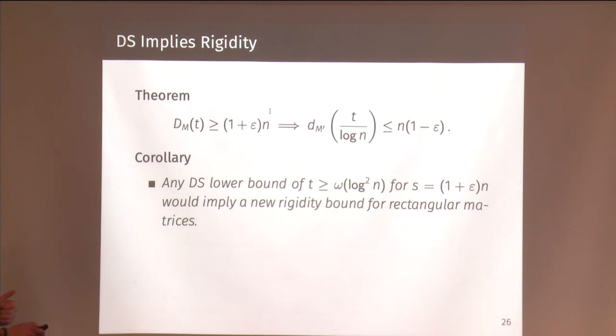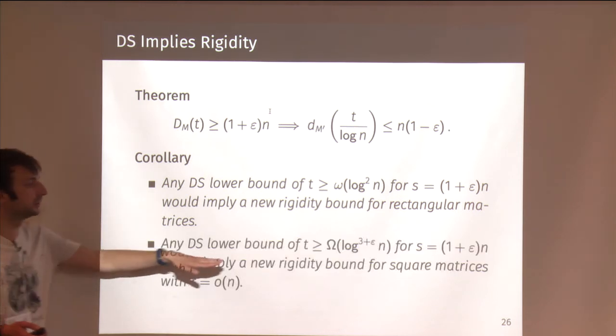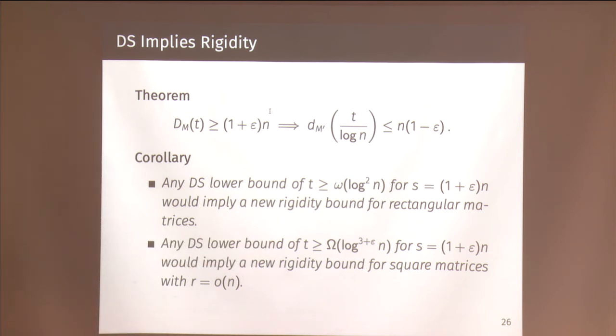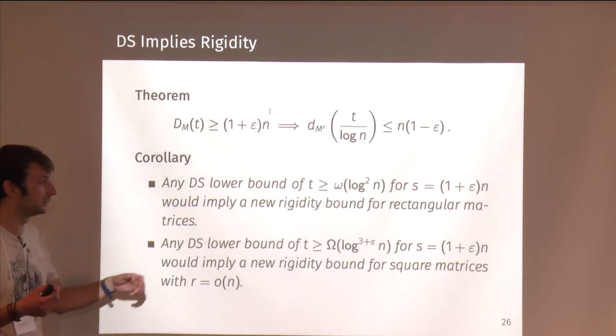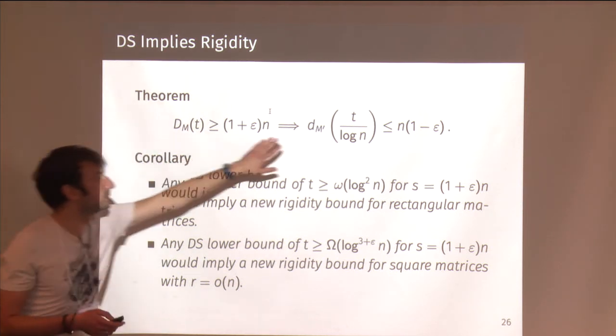In particular, if you can prove a super log square lower bound in the data structure world, that would imply a new rigidity bound for rectangular matrices, better than we know. And we can also say that if you prove a better than log cube lower bound for data structures, that would even imply a new matrix rigidity lower bound for square matrices, which is the main question in matrix rigidity. This is only one way though, like you're not. So far. That's one connection between outer and inner dimension.